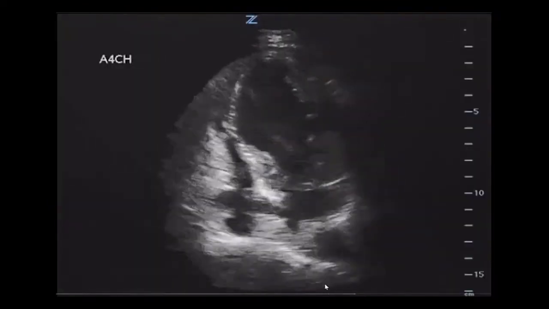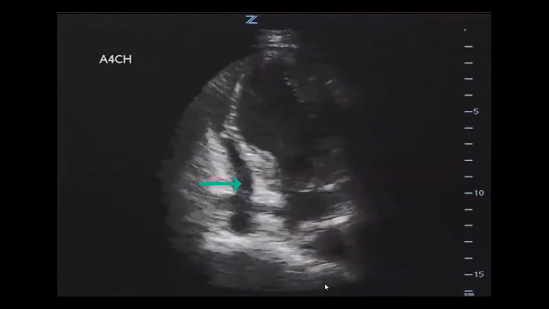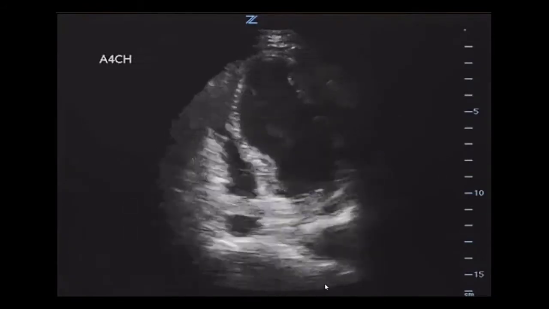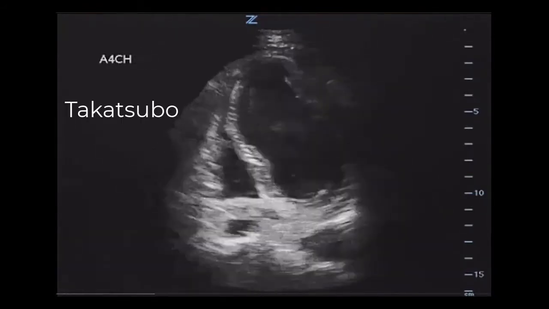This is an interesting clip. Only the basal segments appear to contract in this apical 4-chamber view. The mid and apical segments are akinetic. This is an example of Takotsubo's cardiomyopathy.